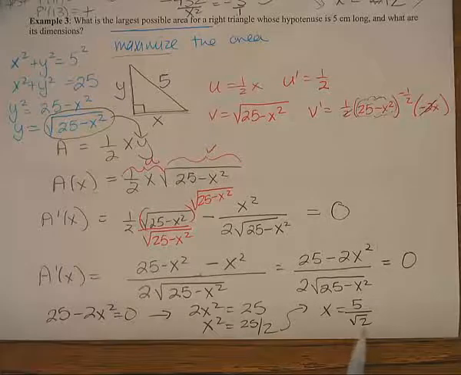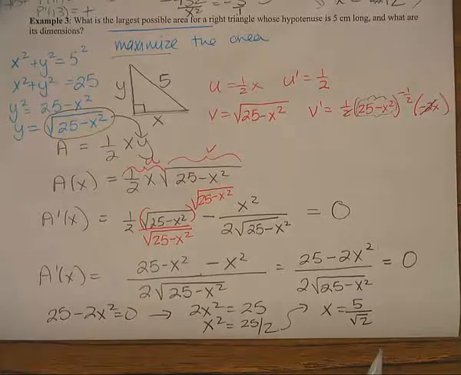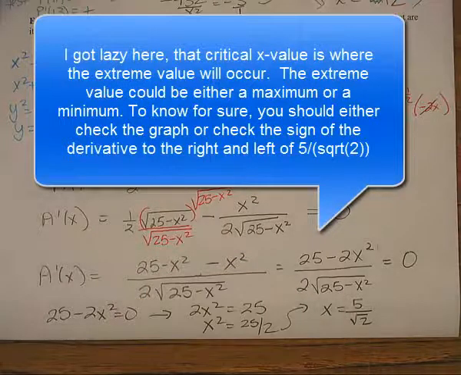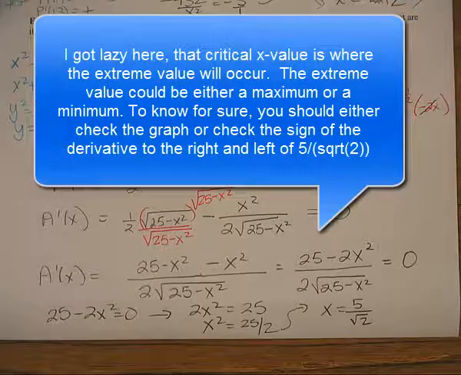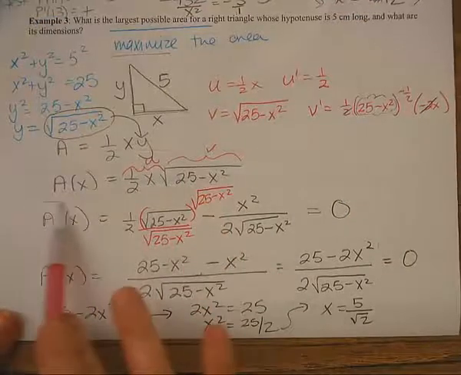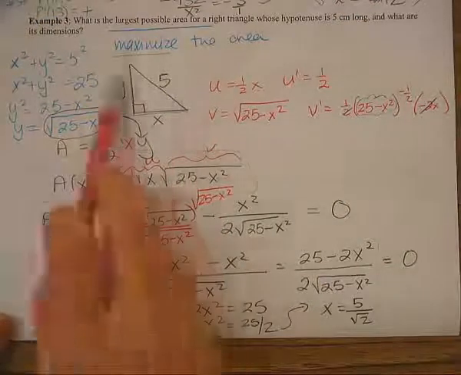I'm just going to look at this value right here, 5 over rad 2. That's my one critical point. That's going to be my maximum for this area. So the area I get when I plug in 5 over rad 2, I would plug it into this formula here. And we'll go ahead and answer the question.